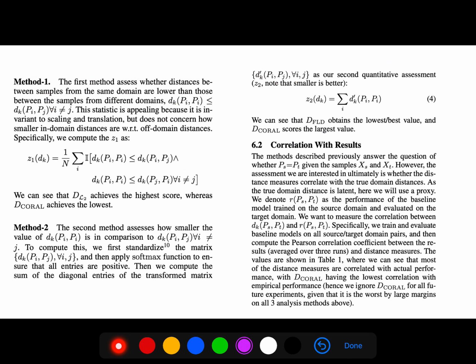The first method assesses whether distances between samples from the same domain are lower than those between samples from different domains. This statistic is appealing because it is invariant to scaling and translation, but does not concern how much smaller in-domain distances are with respect to off-domain distances. Specifically, we compute the z sub 1 like this.